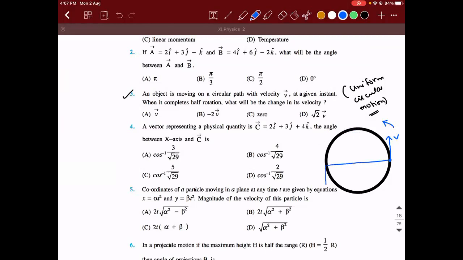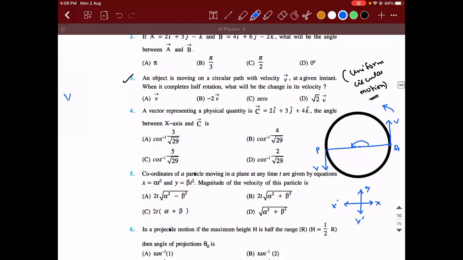So when it completes half a rotation, what is going to be the change in velocity? Right. So I always solve the problem using the basic reference coordinate system. I take this as x-axis, this as y-axis, x dash and y dash. So what is the velocity of the particle at point A? Is it not v i cap? Sorry, v j cap. And velocity at point B will be v of minus j cap.